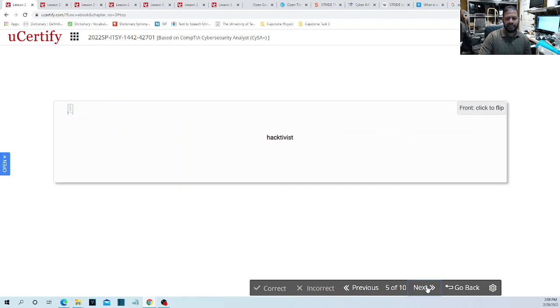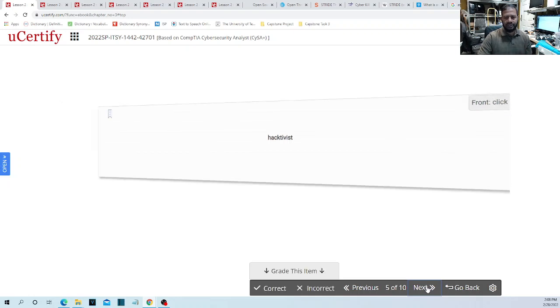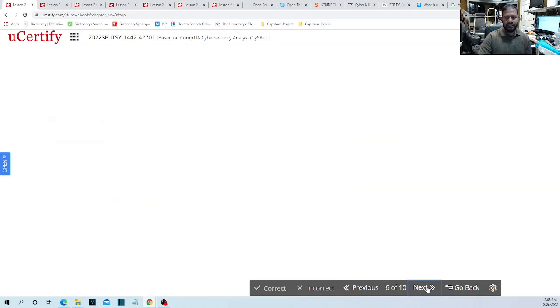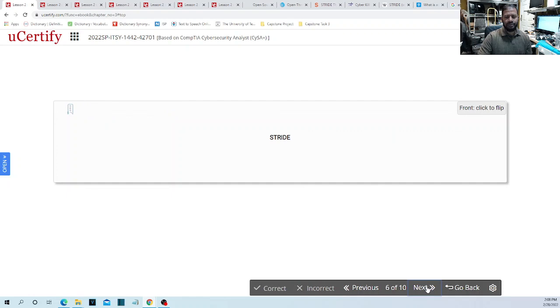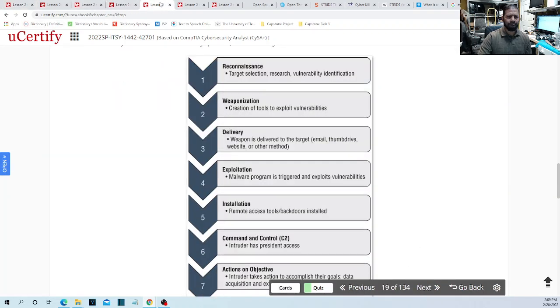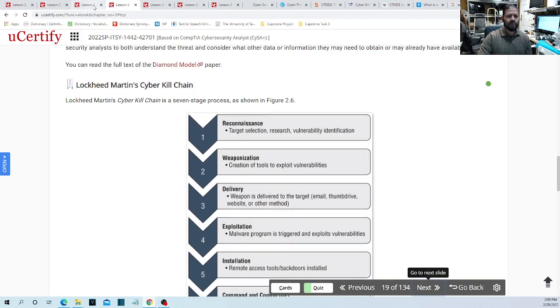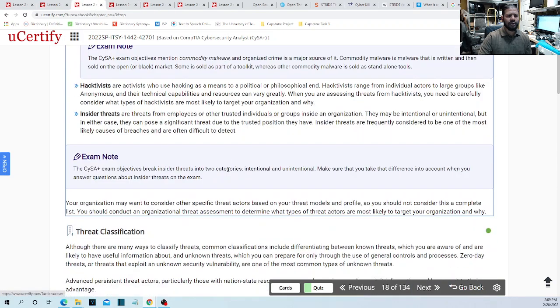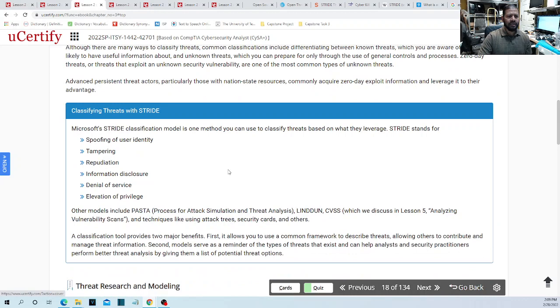Okay, hacktivists, we already talked about that. Those are activists who use the cyber world to make their statement. Got that. Next would be STRIDE. Okay, what are we talking about? What is STRIDE? Let's see what we are talking about. STRIDE, it's a threat model. Okay, here is your STRIDE.